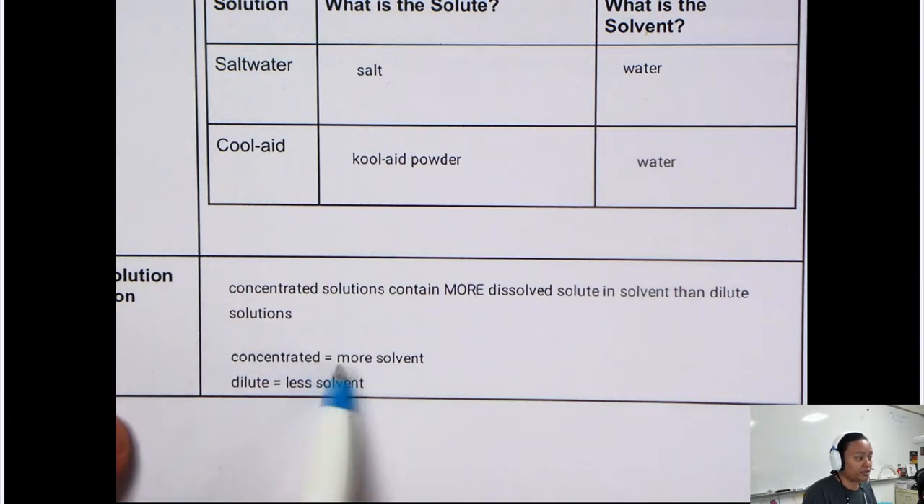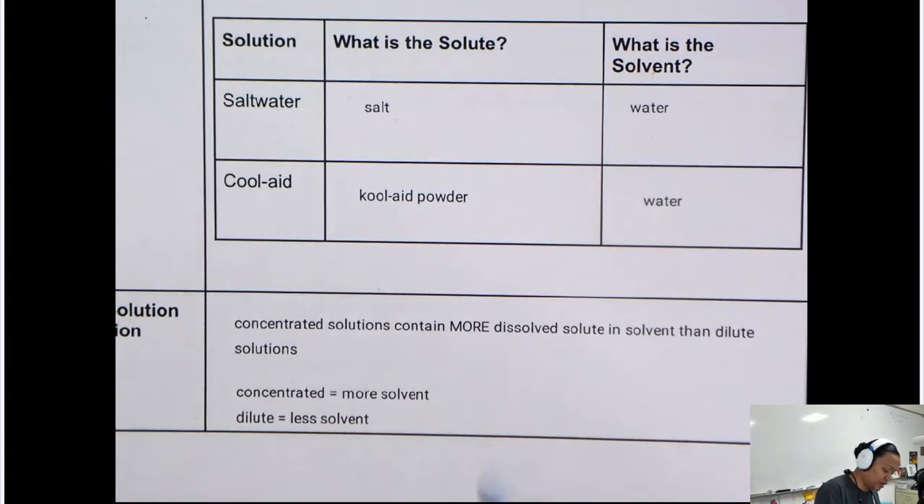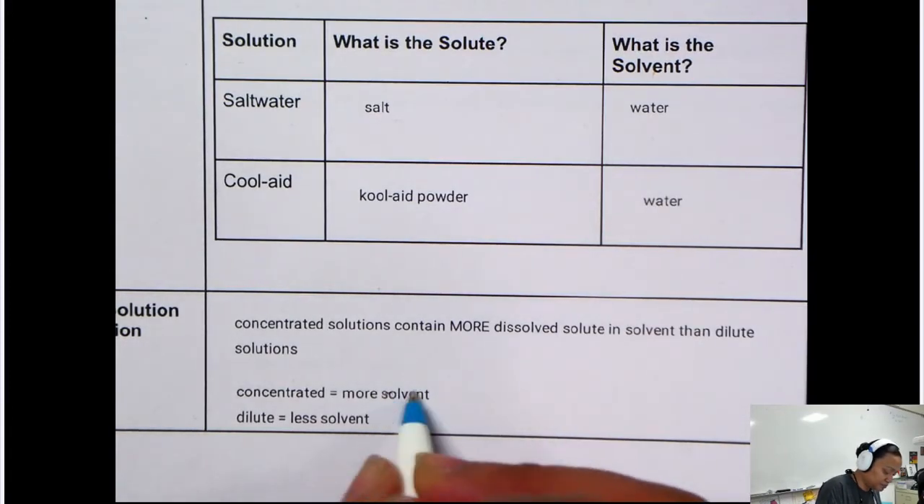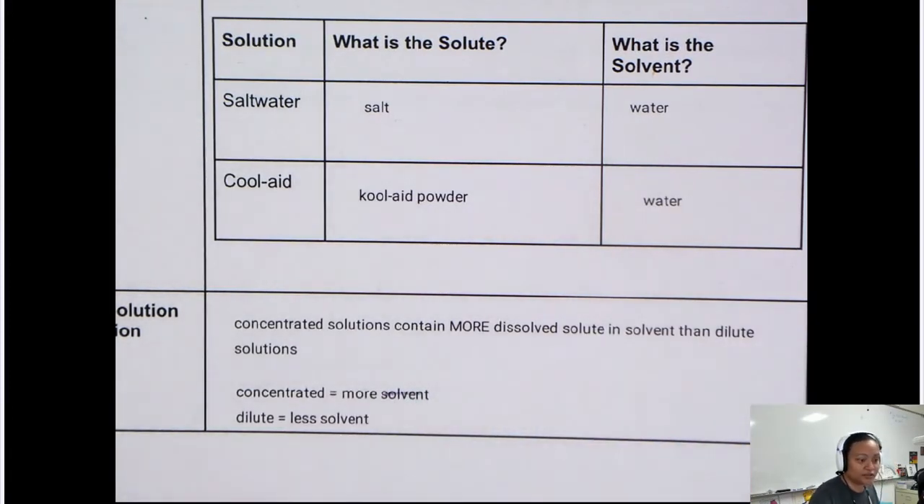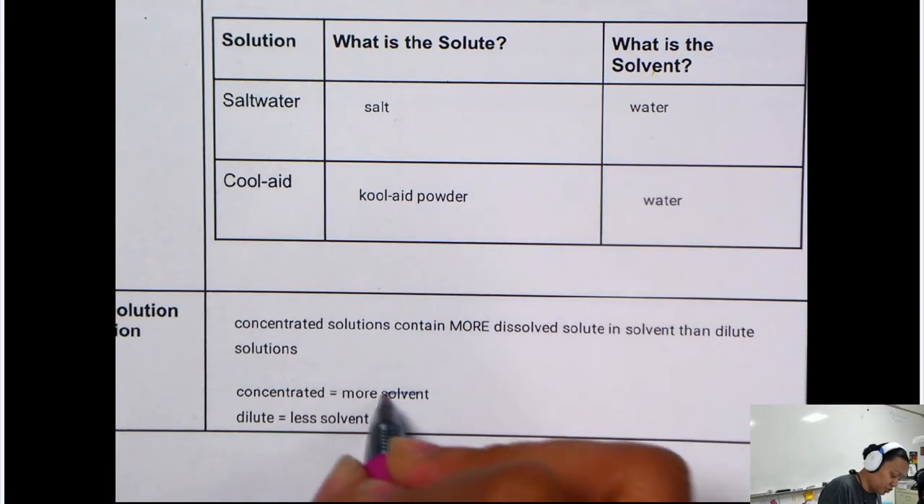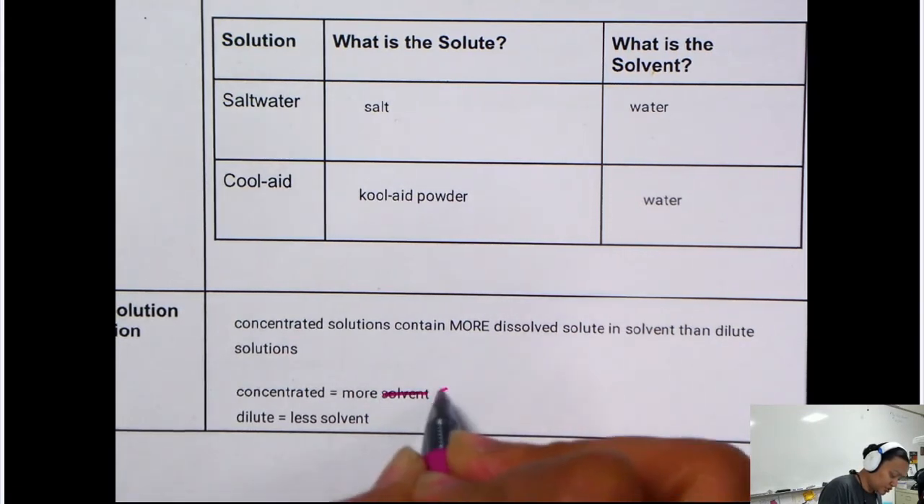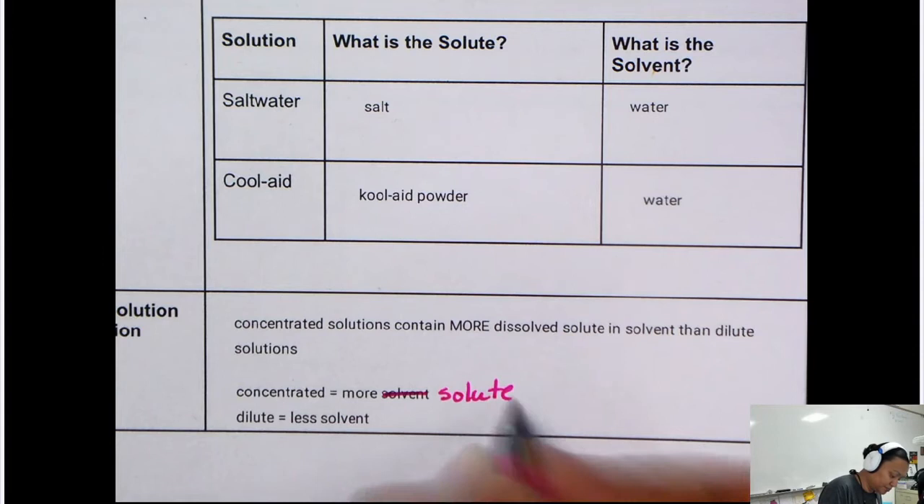And I can see that there is an error here. So concentrated is, please correct this, should be more solute, not solvent. So please correct that.